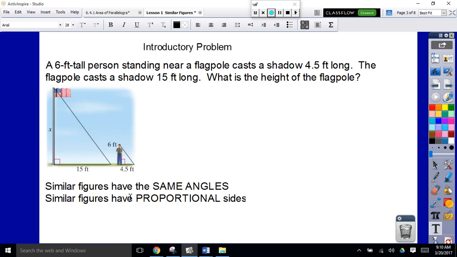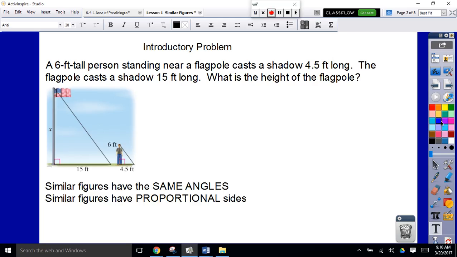So we can make a triangle out of these two figures. These triangles are similar because one is a shrunken version of the other. This small triangle is the same triangle as the big one, except it's shrunk. So all of its angles inside the triangle are the same, and then the sides are proportional.